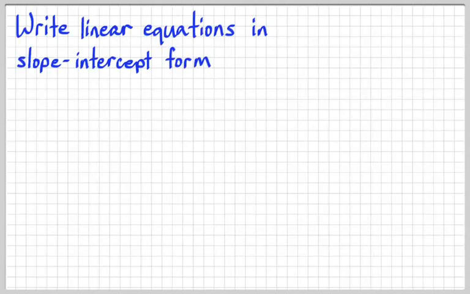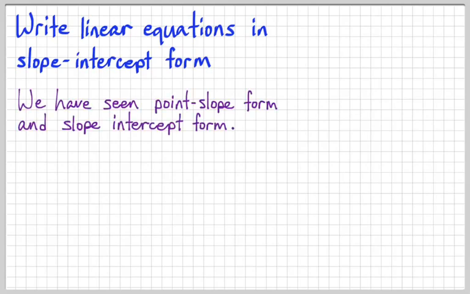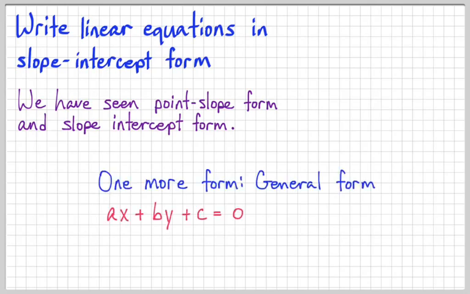In this lesson, we're going to look at how to write linear equations in slope-intercept form when we start from general form. Now, you haven't seen general form yet, but you have seen point-slope form and slope-intercept form. Well, there's one more form that we need to look at, and that is ax plus by plus c equals 0. So in general form, you have your x and your y terms and your constant all on one side of the equal mark, and the right side of the equal mark is 0. This is called general form.